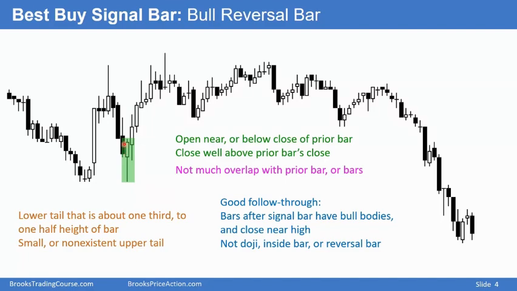Buy signal bar, then the entry bar, and then the next bar is the follow through bar. And it's also a good bull bar, decent sized bull body closing on its high. In other words, the entry bar and the follow through bar, they're not bear bars. They're not doji bars. They do not have big tails on top. And that increases the probability that the market will go higher.